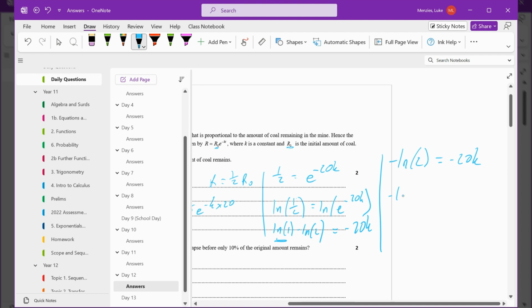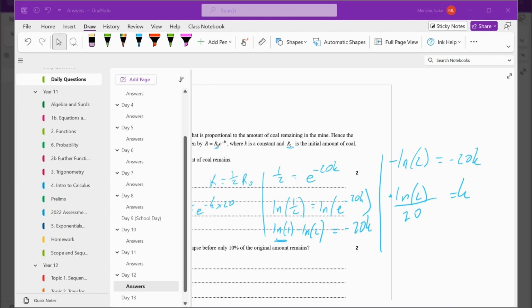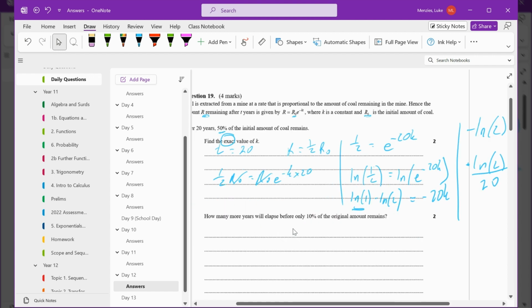Negative. Oh no, I want to be positive. ln of 2 on 20. The 2 minuses go away. Is equal to k. All right, so that's the first bit done, which is good. We haven't used a calculator. Go to the next one.